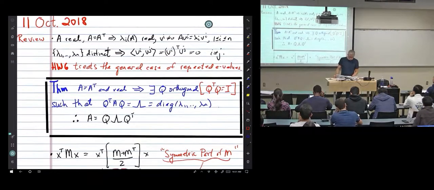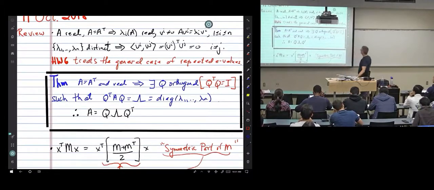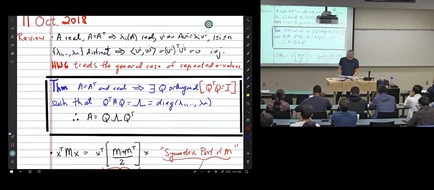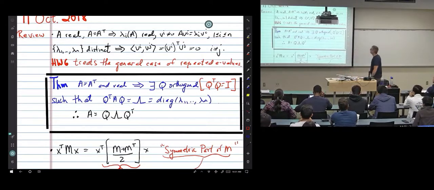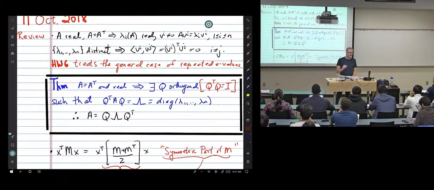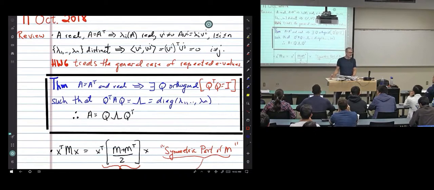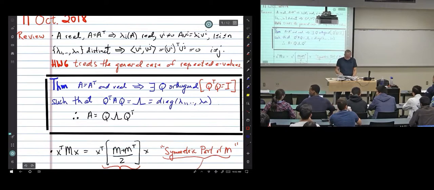Okay, so the first thing we showed is if a matrix is real and symmetric, its eigenvalues are real, and hence we can always take the eigenvectors to be real. And then we showed if the eigenvalues are distinct, then the corresponding eigenvectors are orthogonal. And then in the homework that you will have after the break, no homework due during the break, you will treat the general case when there are repeated eigenvalues.